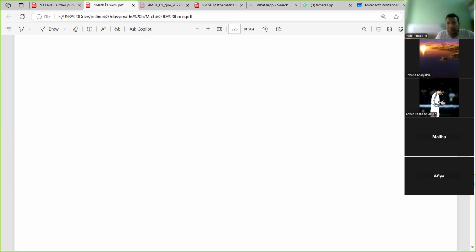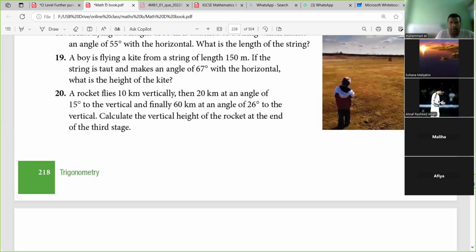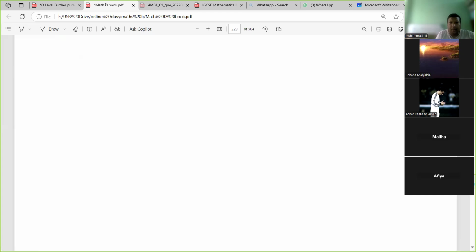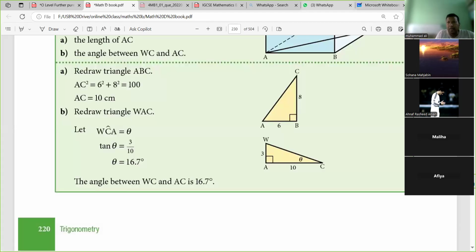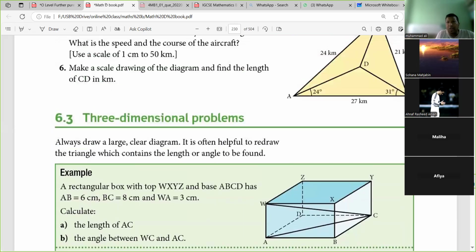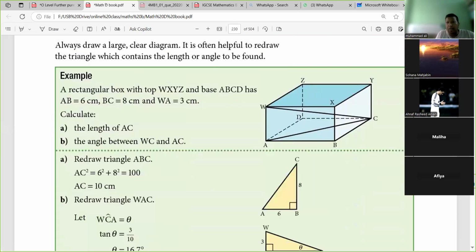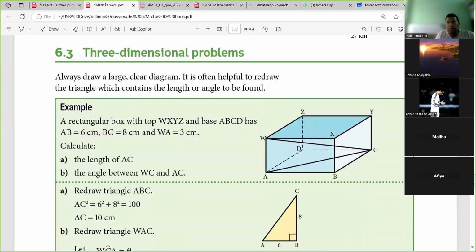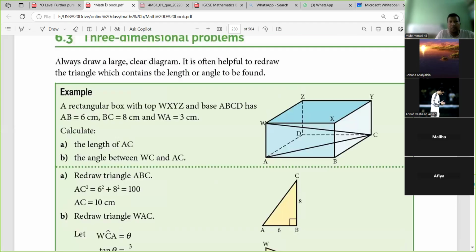When it is not a right angle triangle, we can use the sine rule or cosine rule. Let me show you these things. Also, this is a three-dimensional problem, like this problem. This is a rectangular box. Rectangular box means each of the faces is a right angle.